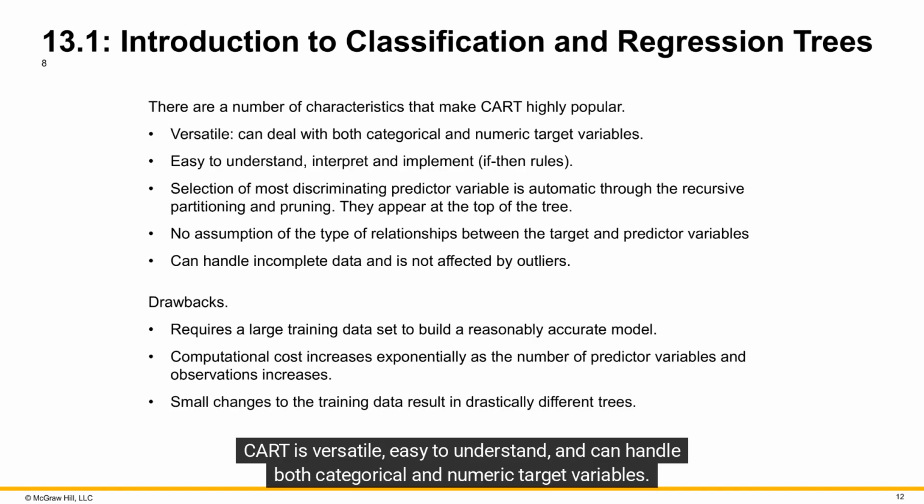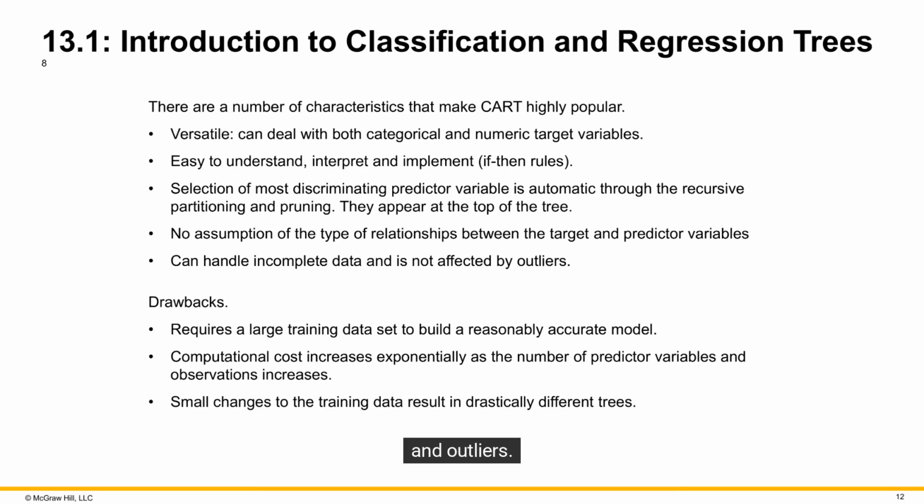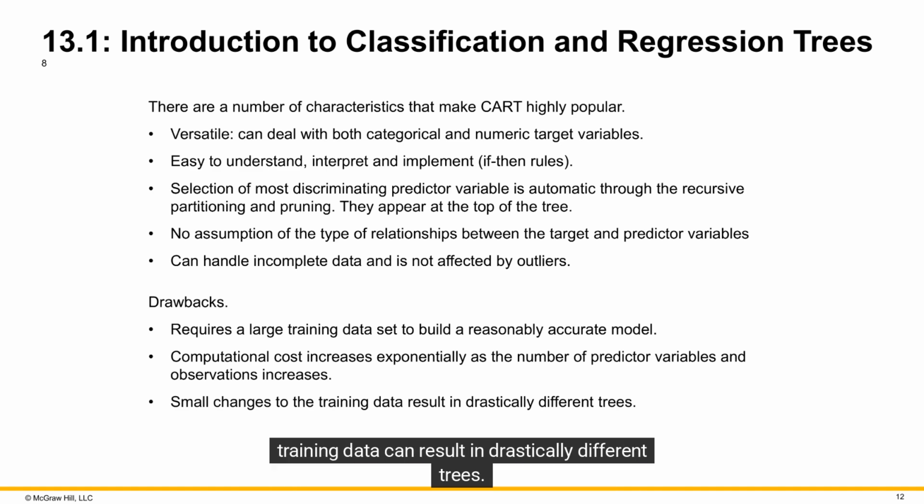CART is versatile, easy to understand, and can handle both categorical and numeric target variables. It automatically selects the most discriminating predictor variable and can handle incomplete data and outliers. However, it requires a large training data set, has high computational cost, and small changes to the training data can result in drastically different trees.